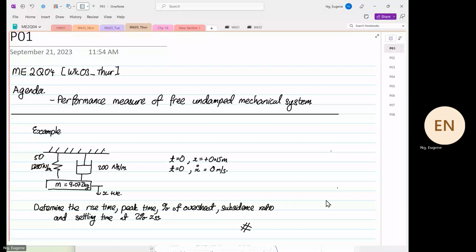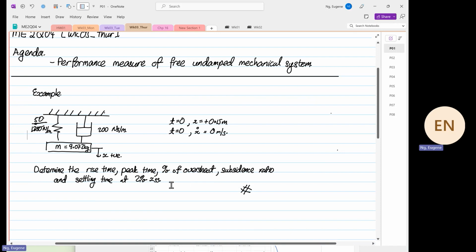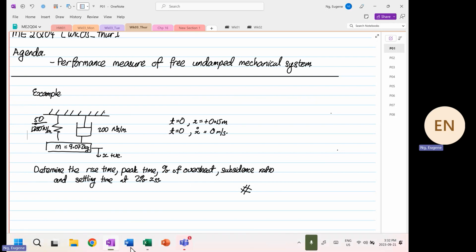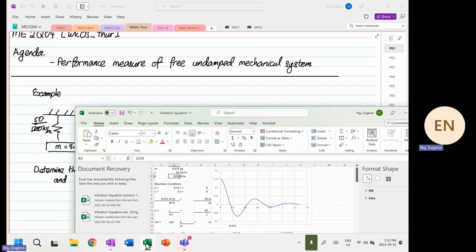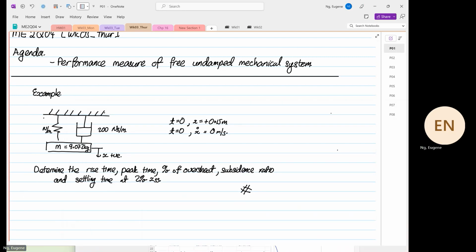of the free undamped mechanical system. So I want you to change the damping to 50. I don't like 1250. Can you change that to 50? Okay. No. Wait. I might have done something wrong over here. Pardon me. No, this one leave as 1250. And this one, can you change to 50, please?